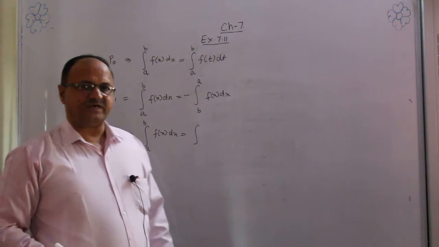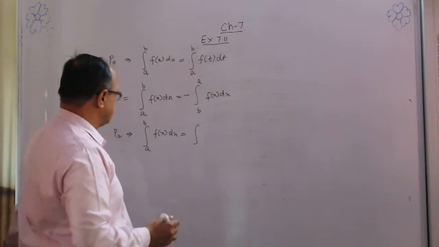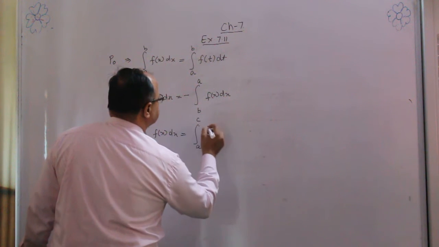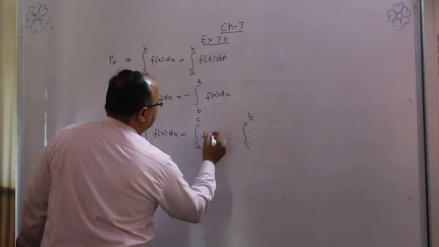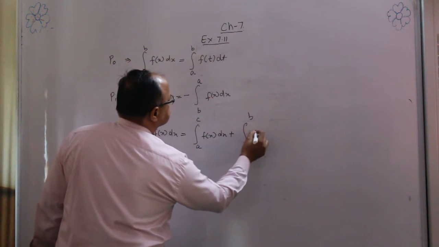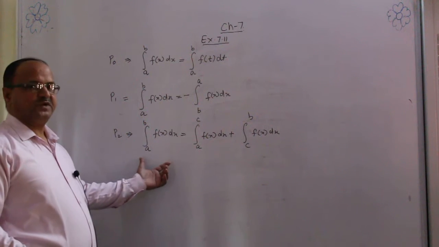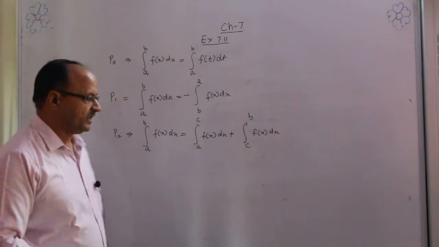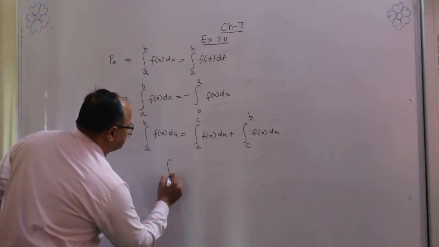We use this property in the modulus function, greatest integer function, and step functions, correct? Therefore, integral a to c plus integral c to b of f of x dx. This is the second property. We use this property in the modulus function. For example, now we take one example. With the help of an example, you can understand this property.